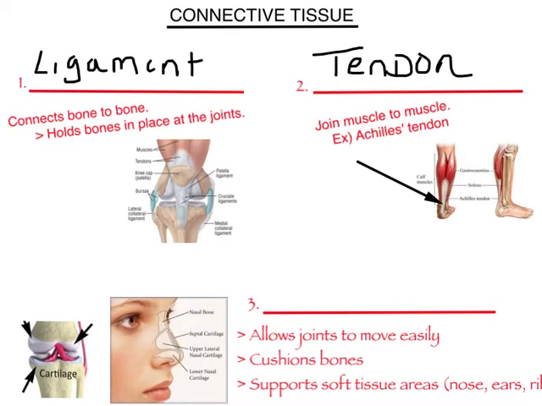The third type of connective tissue is cartilage. Now this is the soft, flexible material that cushions the end of bones. It supports soft tissue areas like the tip of your nose, your ears, in between your ribs. It allows your joints to move freely and easily. So it's a soft, flexible, bending material. And we're going to do a couple demonstrations in class where we bend our nose back and forth and our ears back and forth to show you how soft and flexible this cartilage can be.